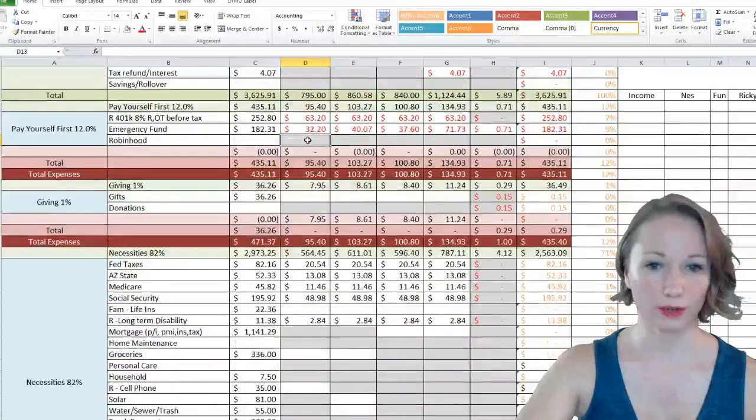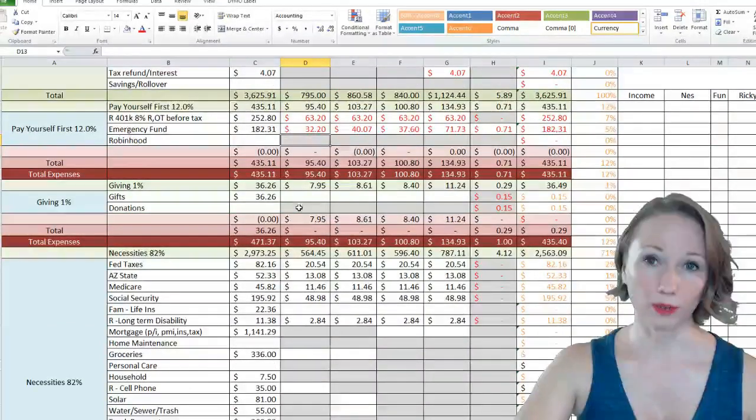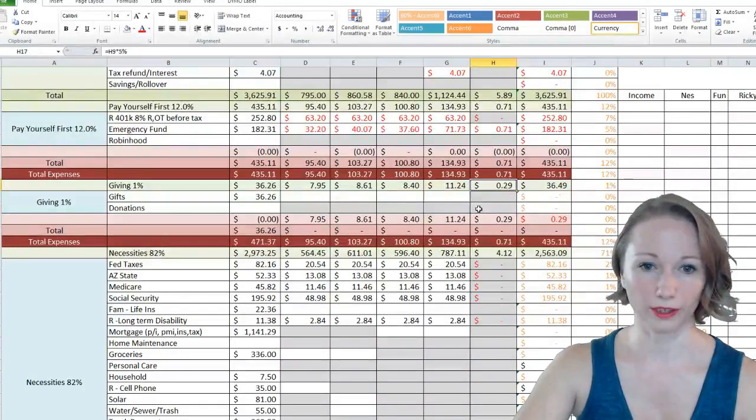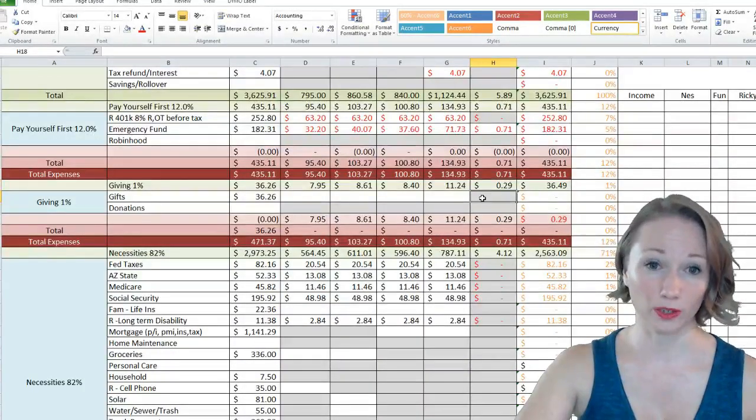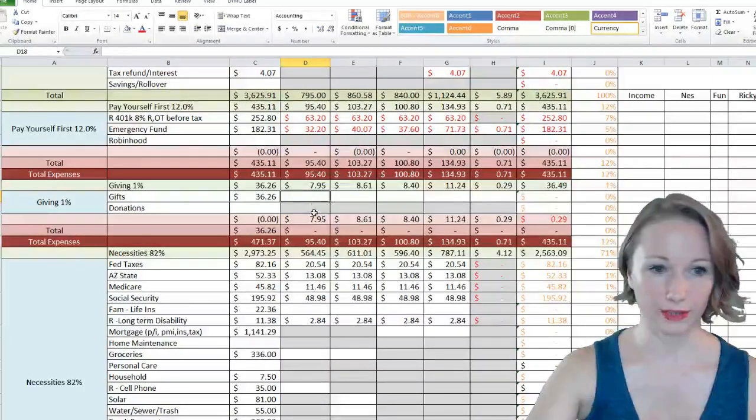Okay, now our next category is giving. For 2020, we're going to be setting this at 4%. Right now, we're leaving it at the 1%. Last month we did 1%, and again, because my husband's not going to have the overtime, we're going to leave it at the 1%. So you can see here it's calculating for me here. So I'm going to go ahead and put those in.